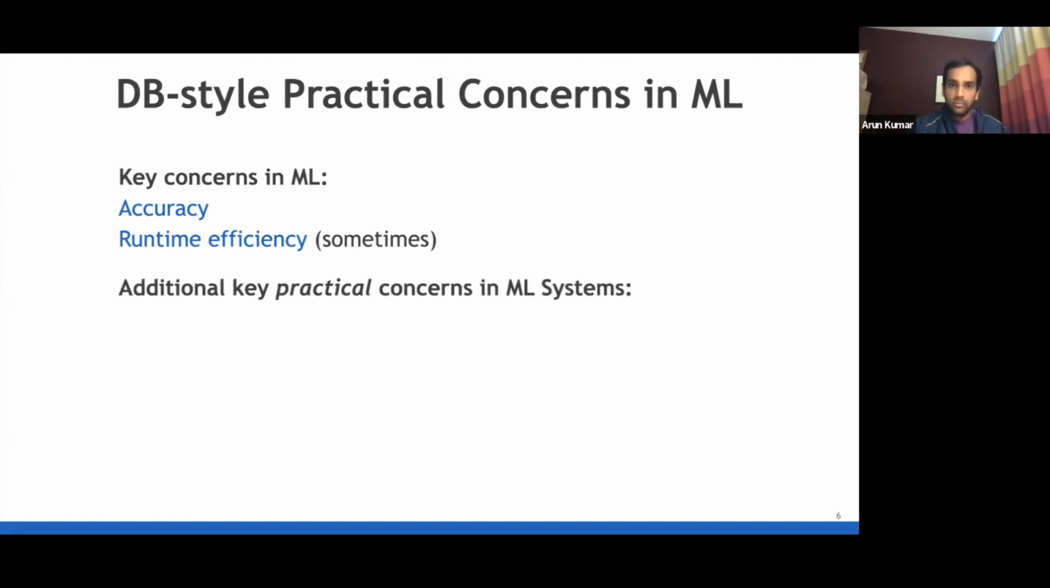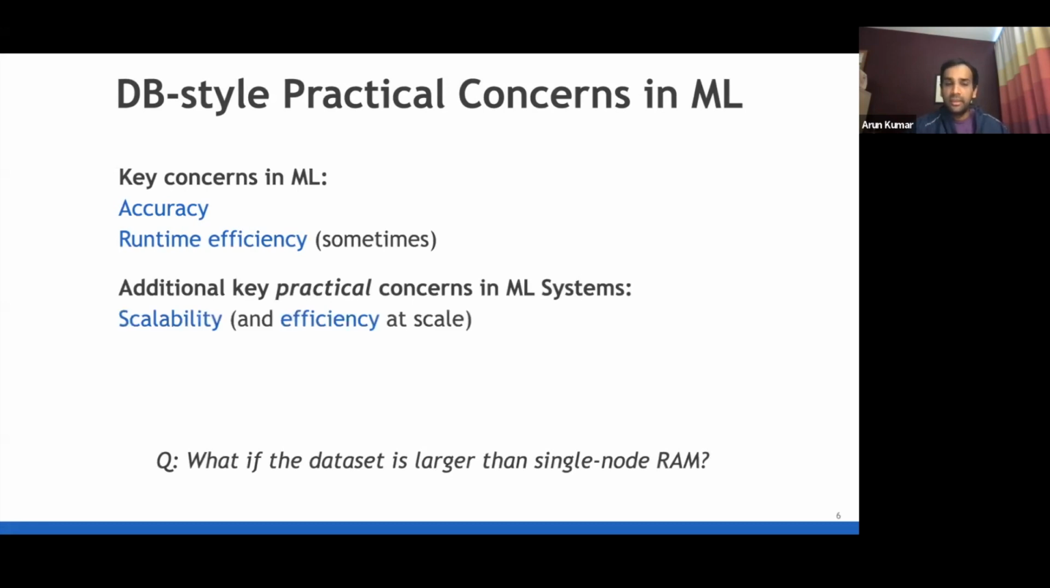But in the ML systems world, there are additional practical concerns that matter. What if your data set is too big to fit in your single machine's memory? And increasingly in the deep learning world, your GPU memory. Scalability is a pressing concern in ML systems. And it's not enough to just be scalable. You have to also be efficient at scale. Use resources well. How are the features and models configured?